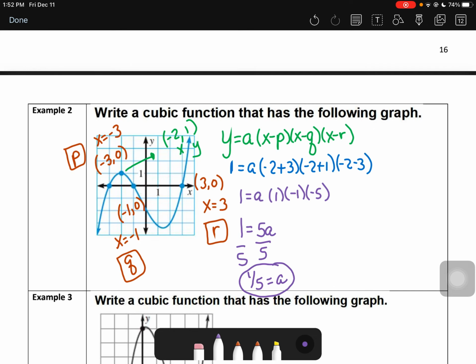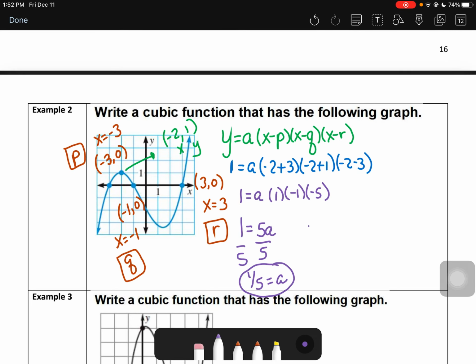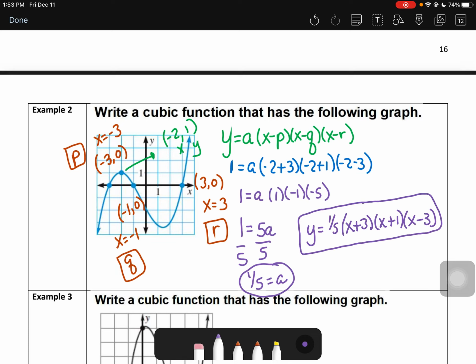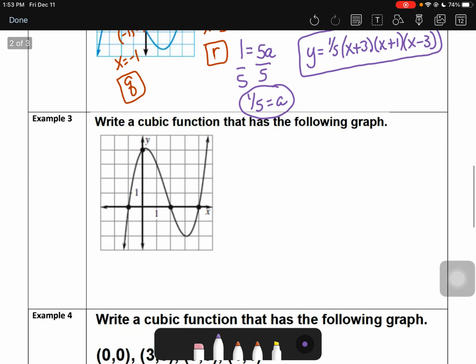So when we write our equation, we're going to have y equals 1/5, and then we have our x value. We won't plug in the x, but we'll just plug in the p, the q, and the r to represent our function. So we have x plus 3, x plus 1, and x minus 3. We leave the x value and the y value as variables, so it represents the entire function instead of those specific points.